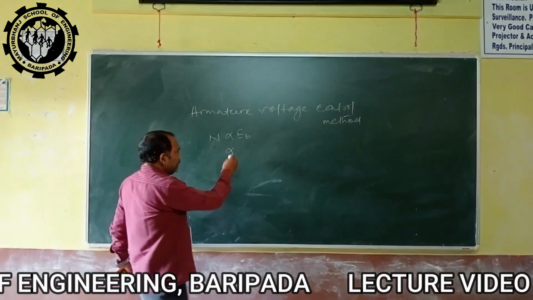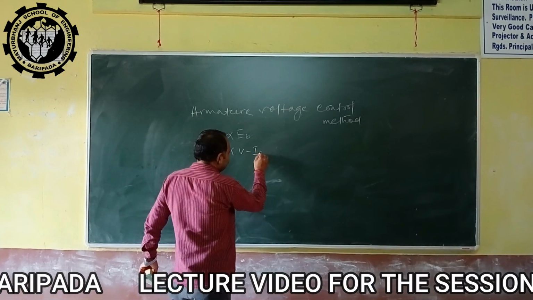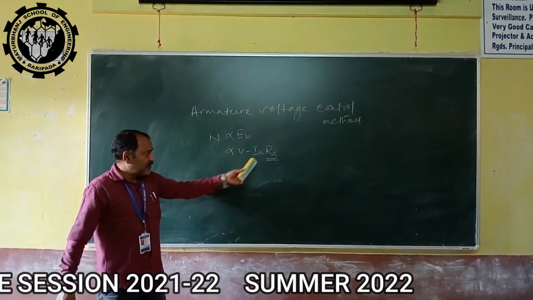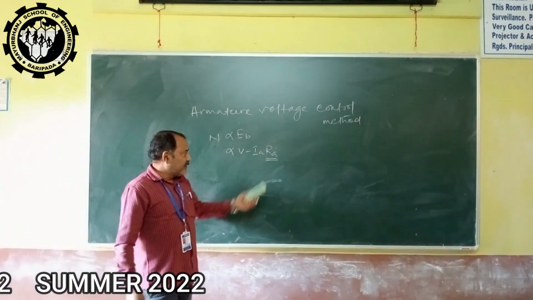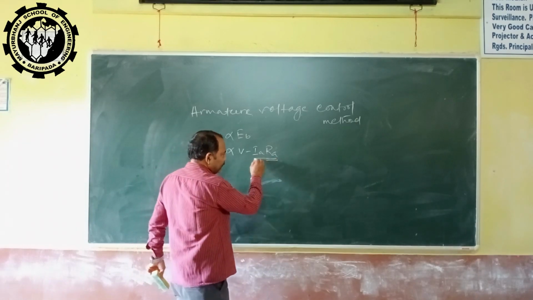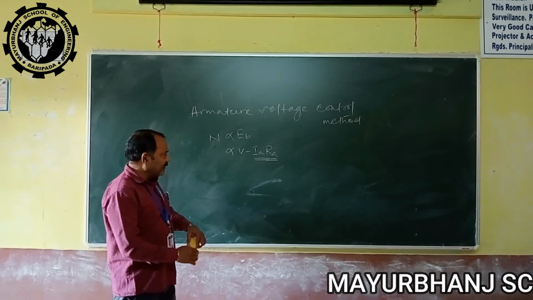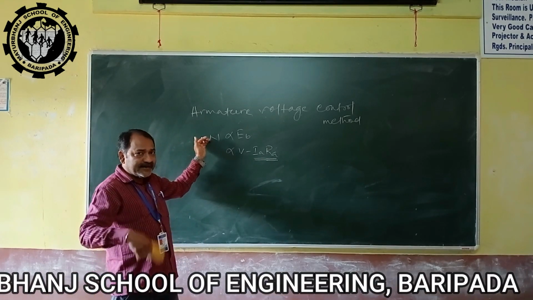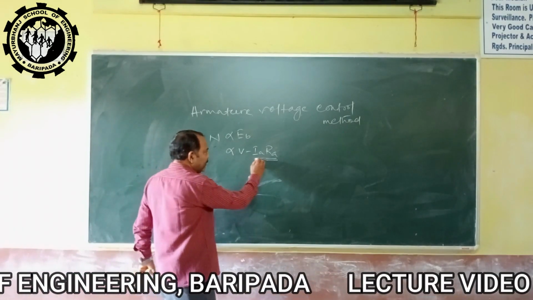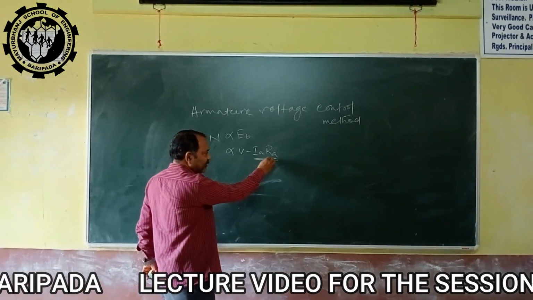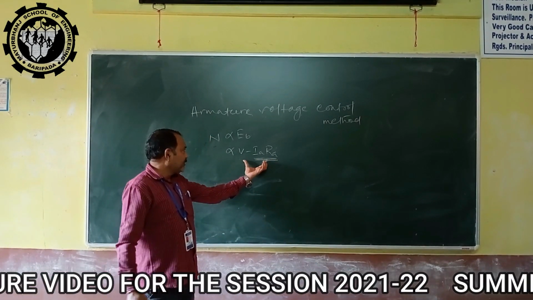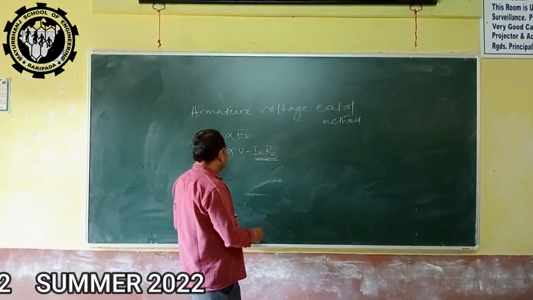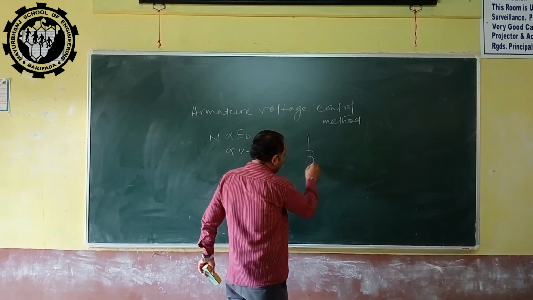Now, here EB is equal to V minus IA RA. RA is the resistance of the armature circuit, and IA RA is the voltage drop in the armature circuit. If we increase this voltage drop, then automatically the speed will decrease, because if we increase IA RA, V minus IA RA will decrease. If this part decreases, automatically the speed will decrease. Therefore, for that, you can draw the circuit.